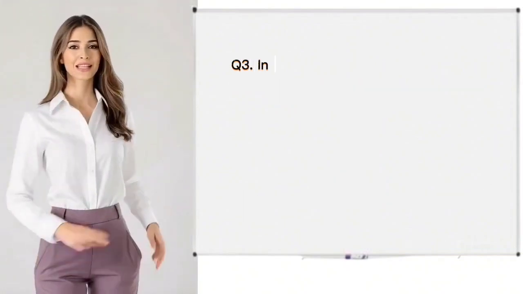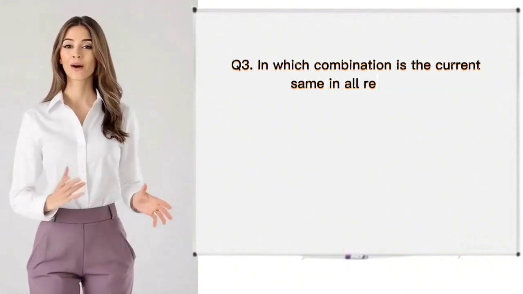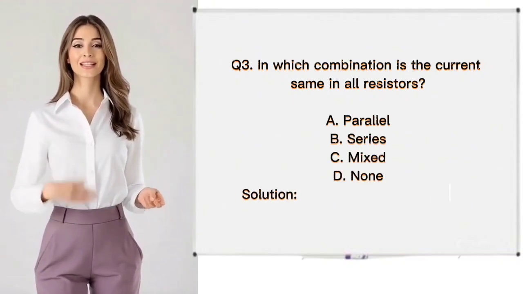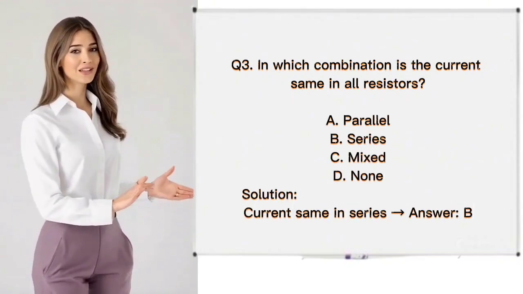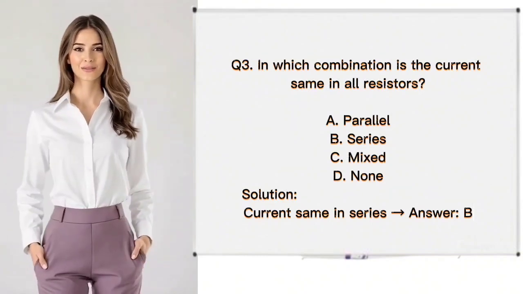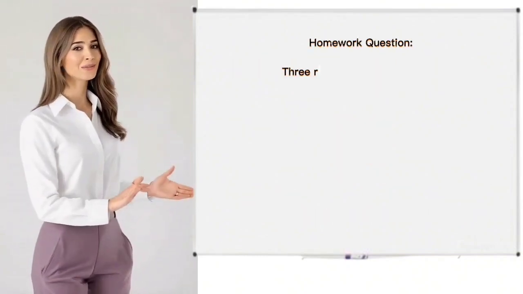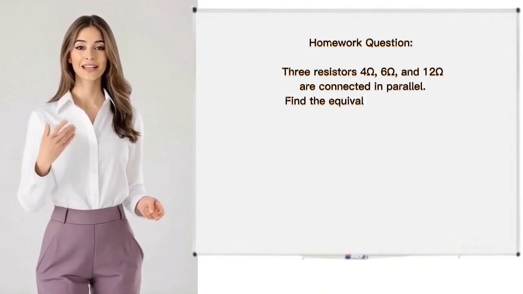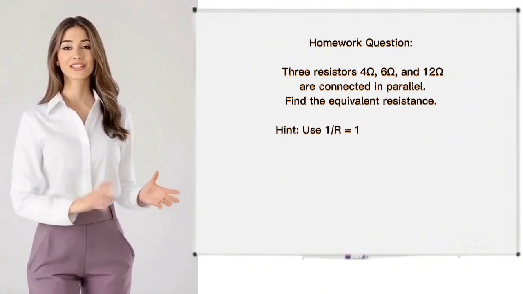Answer A. Q3. In which combination is the current same in all resistors? A. parallel, B. series, C. mixed, D. none. Solution: current is same in series. Answer B. Homework question. Three resistors 4 ohm, 6 ohm, and 12 ohm are connected in parallel. Find the equivalent resistance.